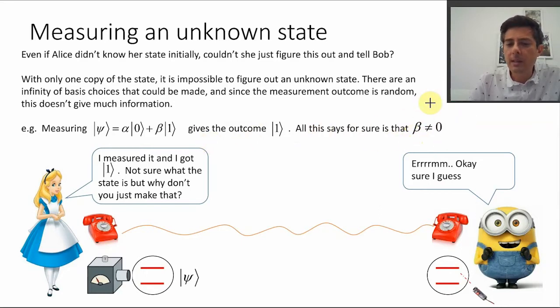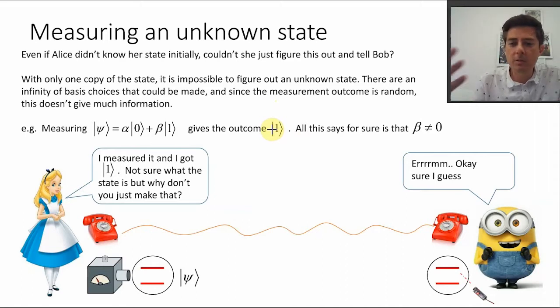Because if beta was exactly equal to 0, then there's basically no chance to get this outcome 1, right? If beta was 0.01, then with probability 0.0001, she could get this outcome 1, right? So, okay, we've only got one chance.